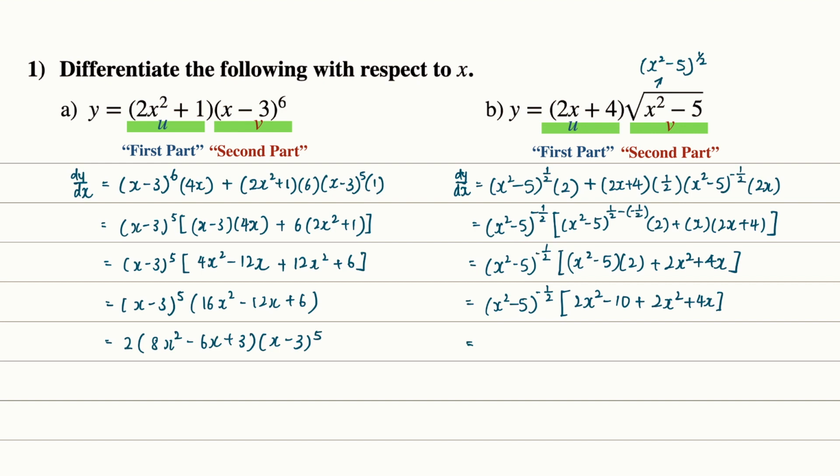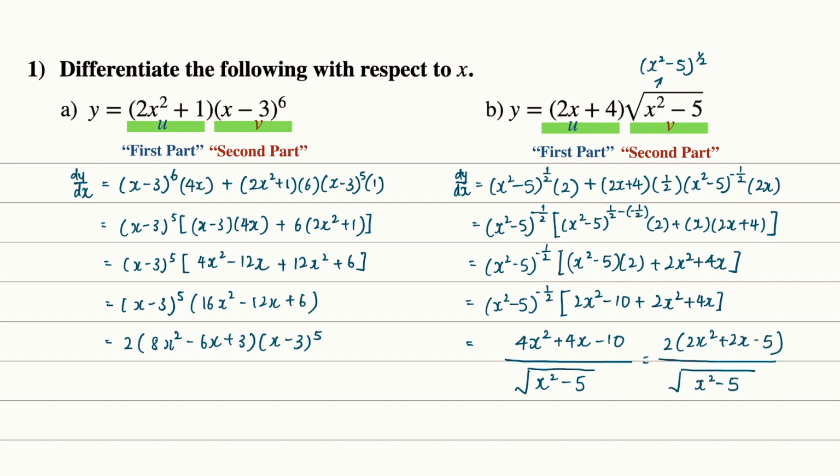Simplifying further by bringing down the power of minus half, we will have (4x squared plus 4x minus 10) over the square root of x squared minus 5. Simplifying by factorizing the numerator, we will have 2 times (x squared plus 2x minus 5) over the square root of x squared minus 5.